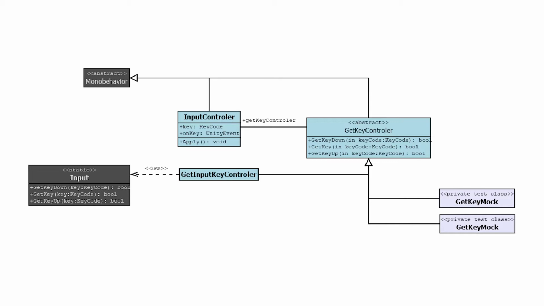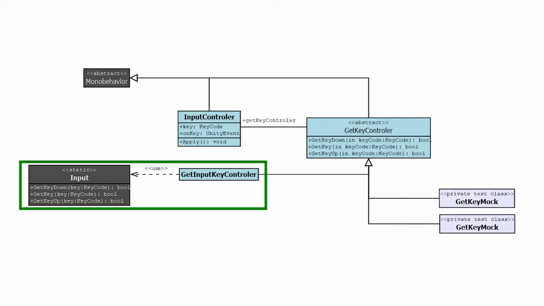Let's first focus on the getKey controller. First, this is an abstract class. I personally would prefer to use an interface, but abstract classes work better in the Unity inspector. The getKey controller provides three public functions: getKeyDown, getKey and getKeyUp. Their behavior depends on the specific implementation.